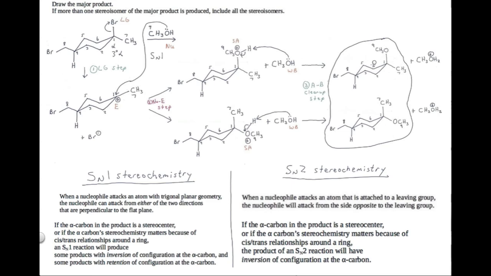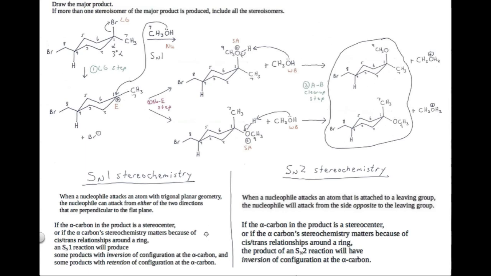This molecule is a different molecule than this one. This product is considered a different product than this one, even though carbon 1 is not a stereocenter, because these two products have different cis-trans relationships around the ring.